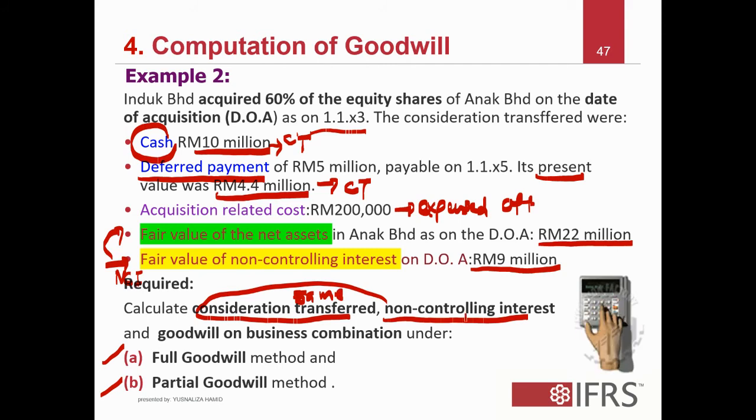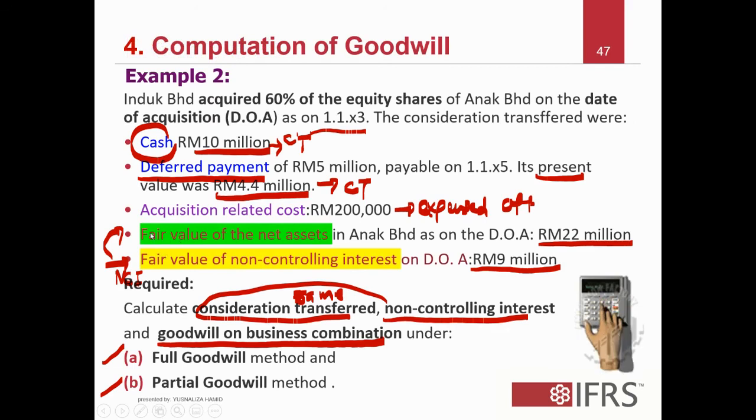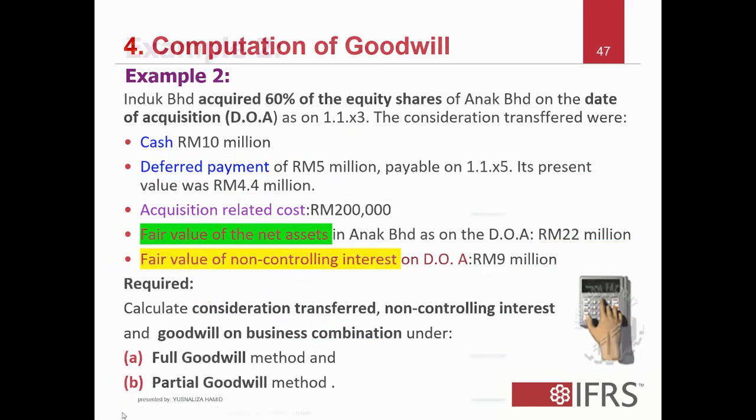But if you look at the non-controlling interest, you are asked to calculate that under full goodwill, as well as calculate goodwill under both methods. So we are going to calculate that under the full goodwill method and the partial goodwill method. I put some colors there. If you notice, the green is for the fair value of net asset. The yellow is where NCI is measured at fair value.